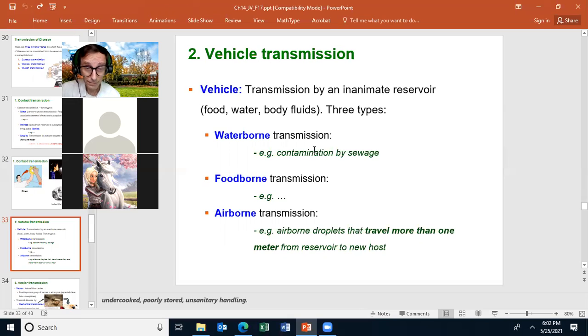When Americans go to Mexico and they get Montezuma's revenge, that's waterborne transmission. Foodborne transmission is another vehicle transmission, when the food has been poorly handled, or unsanitarily handled, or improperly stored, and then the food brings the disease to you.